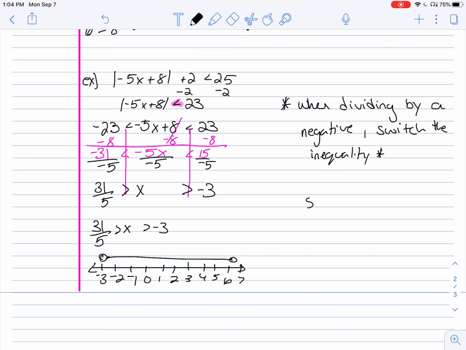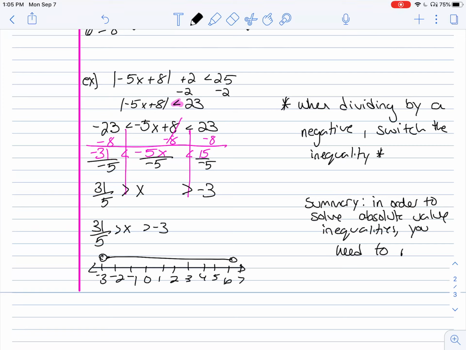All right, so let's go ahead and summarize this. Summary: our summary here is, in order to solve absolute value inequalities, you need to rewrite them.